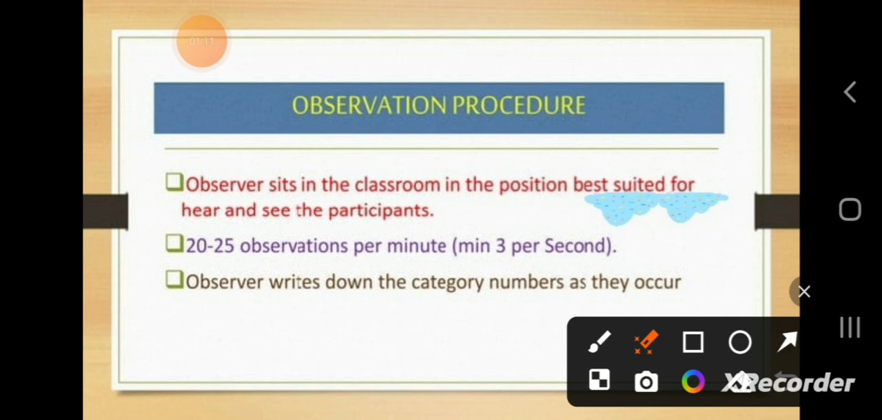Additional tips. Predefined categories: before starting, ensure that categories for observation are clearly defined to avoid ambiguity. Use a checklist or form: consider using a standard form or checklist for recording categories to streamline the process and ensure consistency. Train observers: ensure that observers are trained to recognize and accurately record the different categories to maintain reliability in the data. This approach will help to collect detailed and accurate observational data in a structured manner.